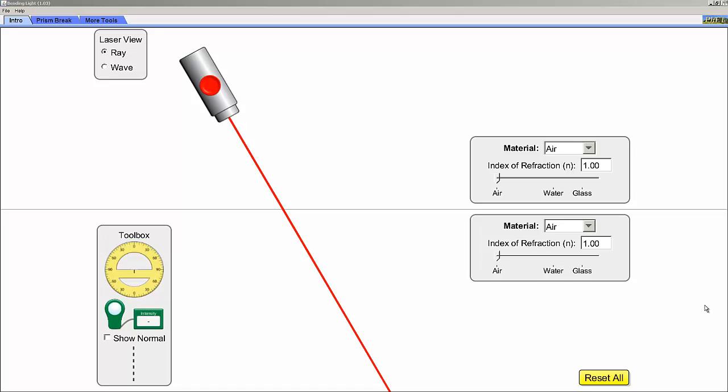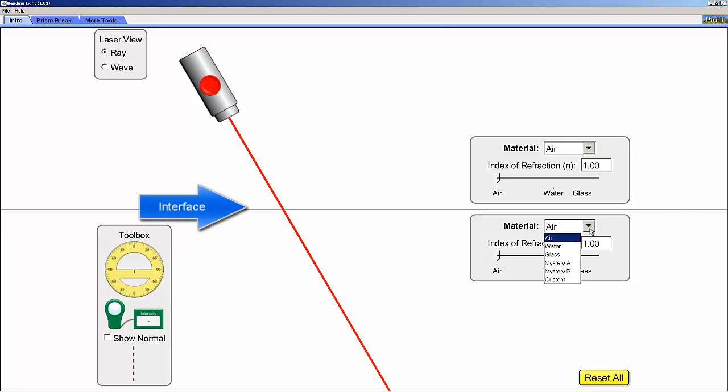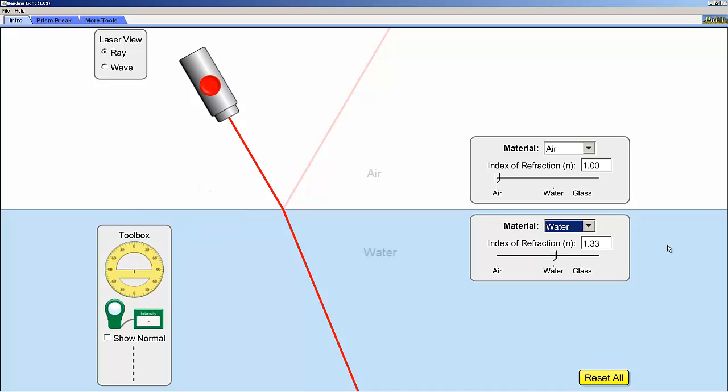And so right now I've got a beam of light coming out of a laser, and it's going from air to air. So there is no refracting going on right here. So let's go ahead and change this bottom material to water. Okay, so we change the material to water. The blue area at the bottom is now water, and we have air at the top.